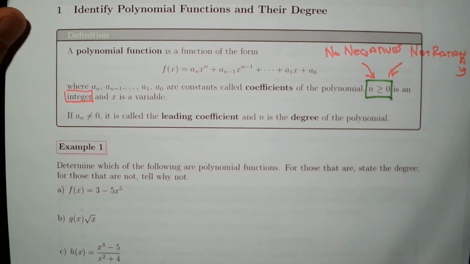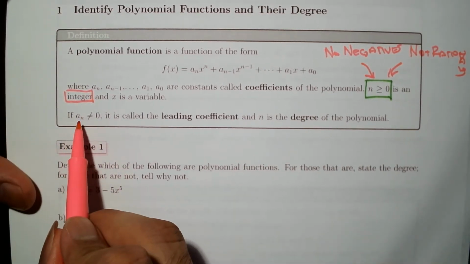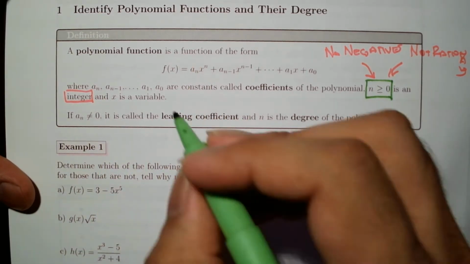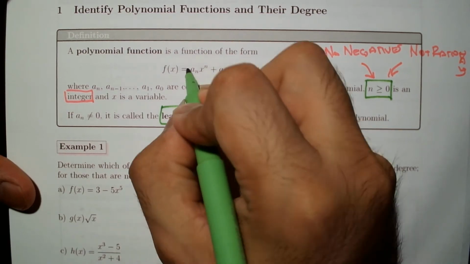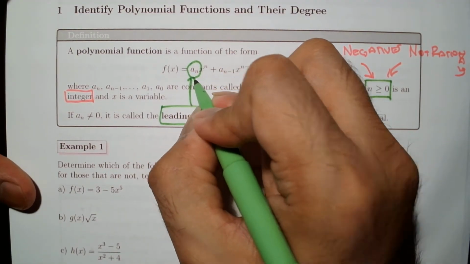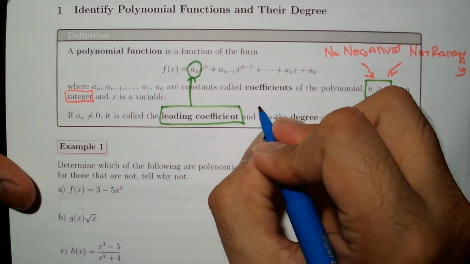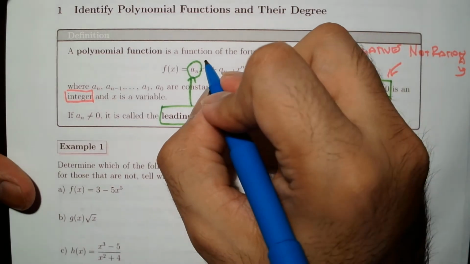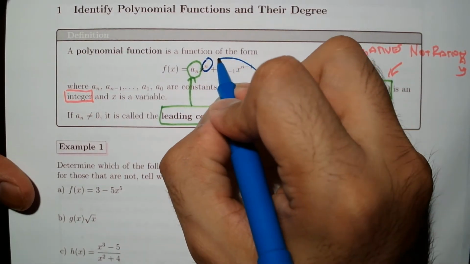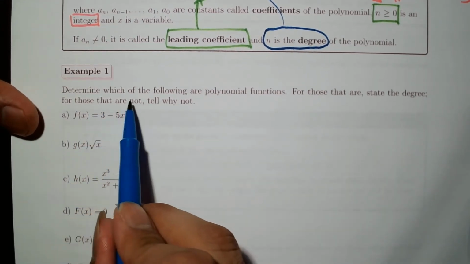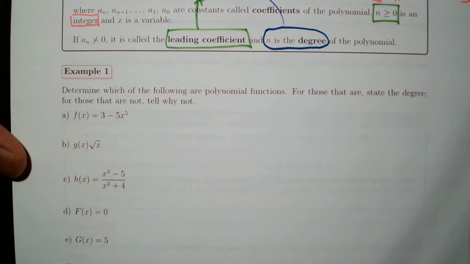Okay, not rationals. And if a sub n is not equal to 0, then that's the leading coefficient, this number right here, which is the coefficient that multiplies x to the highest power, and n is the degree. So we are going to identify a few with the examples below. Determine whether each of the following is a polynomial function, and for those that are, state the degree. For those that are not, explain why not.